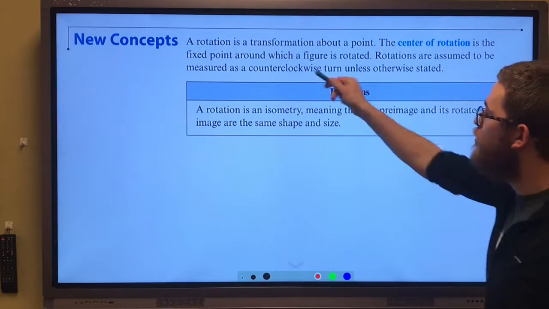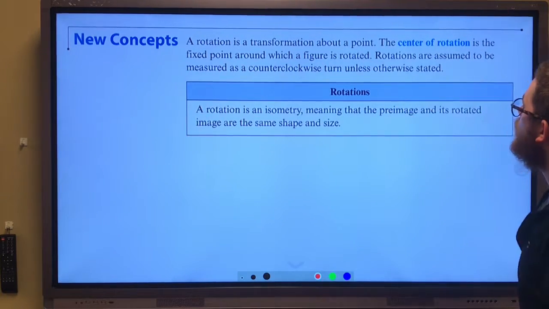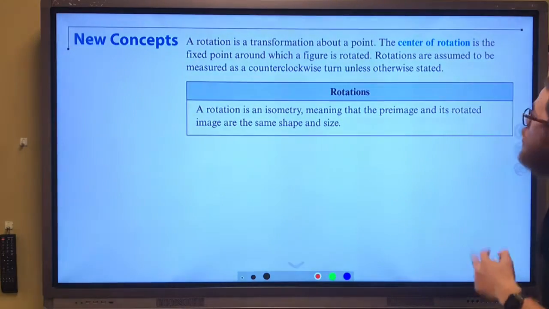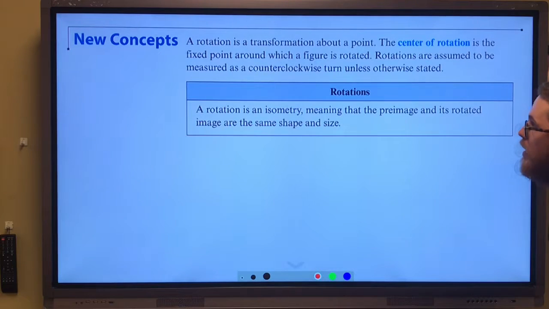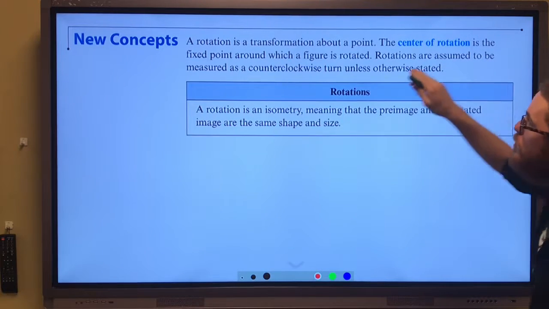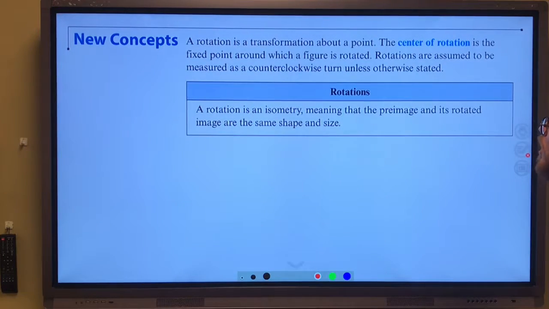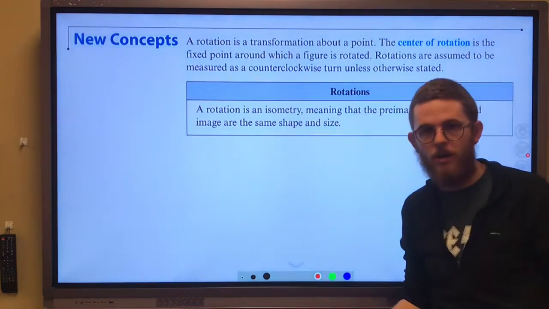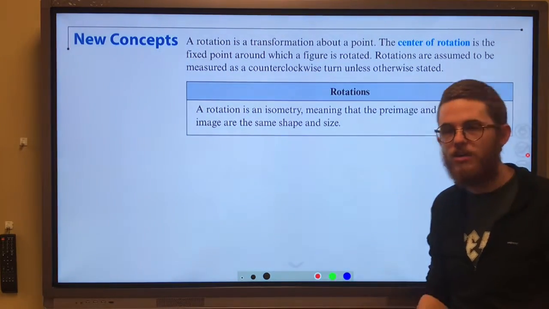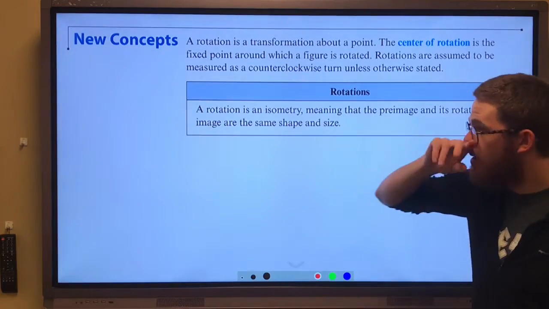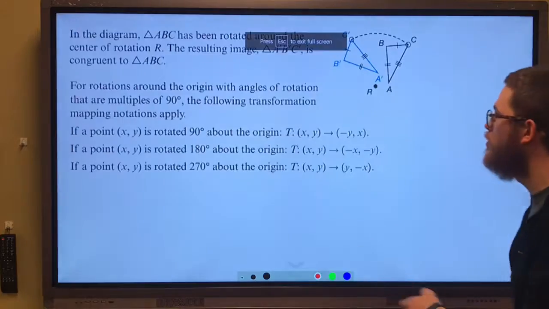Okay? Now, it is very important to note that a rotation is a transformation about a point. There is such a thing as a center of rotation that we have to be careful with. The center of rotation is the fixed point around which a figure is rotated. Rotations are assumed to be measured as counterclockwise unless otherwise stated. So if they say 180-degree rotation, well, 180 degrees would be the same either way. 90-degree rotation, assume counterclockwise.